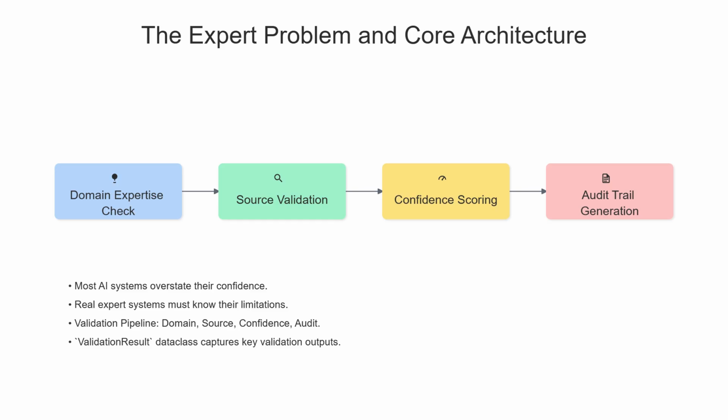To solve this, we introduce a core architectural component: the validation pipeline. It processes requests through 4 critical layers: domain expertise check, ensuring the agent actually knows about the topic; source validation, cross-referencing claims against trusted information; confidence scoring, quantifying certainty with clear evidence; and audit trail generation, recording every decision for review. The output of this pipeline is often encapsulated in a structured format, like a validation result data class, which captures the confidence score, validated sources, expertise level, and an explanation. This ensures that every outcome is not just an answer, but a justified answer.